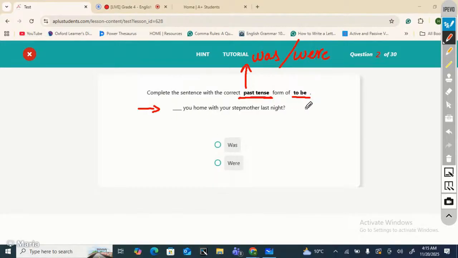Okay. This is a question. As you can see, the question mark. It's an interrogative sentence. It's a question. Now you have to choose the verb was or were, and it depends on the subject. This is the subject, you. With this subject, which one is used? Which form of verb to be is used? Either was or were. And we are talking about past tense verbs. Was or were.